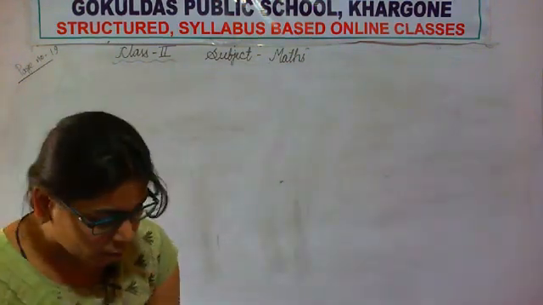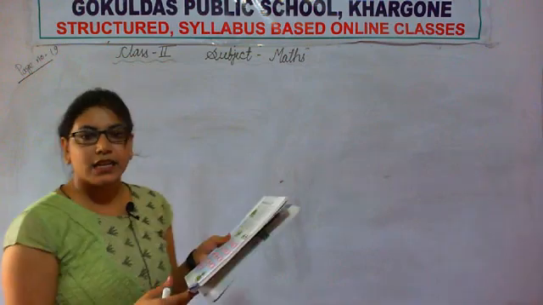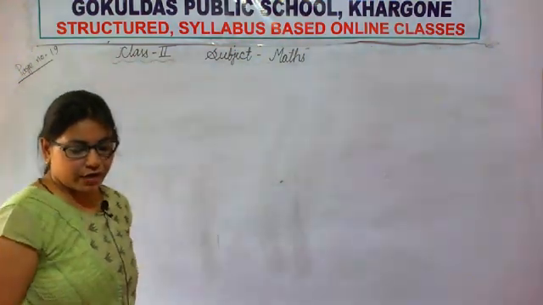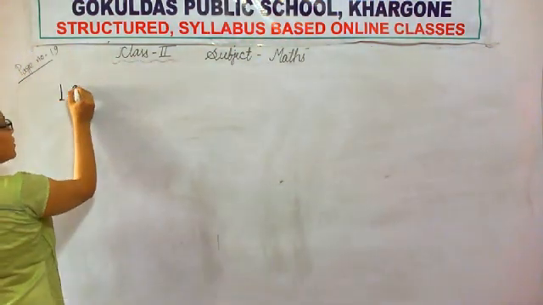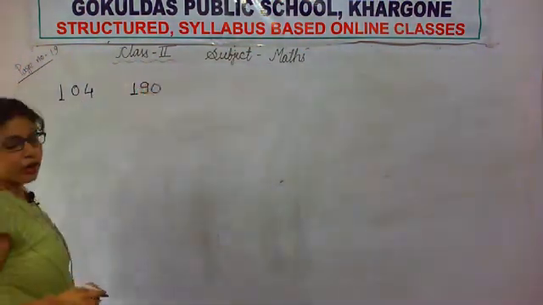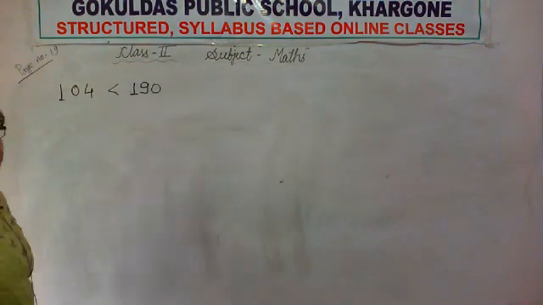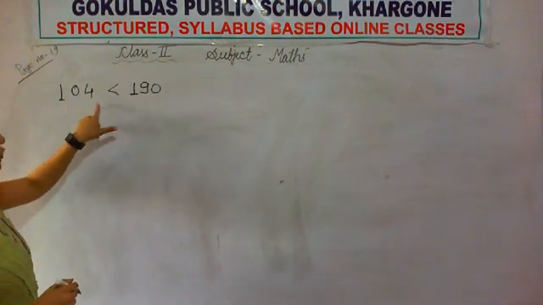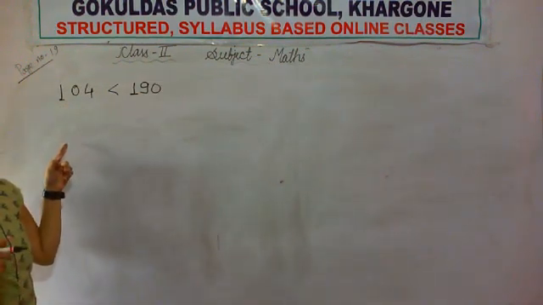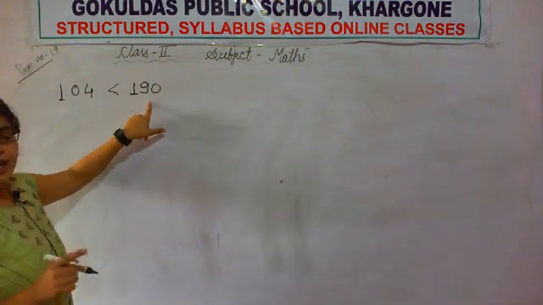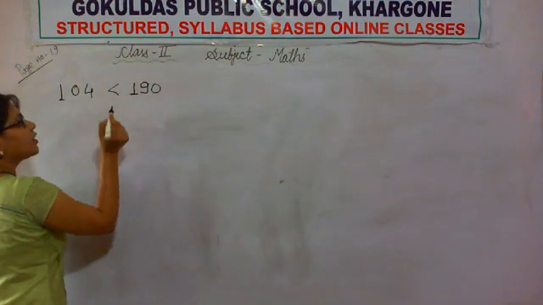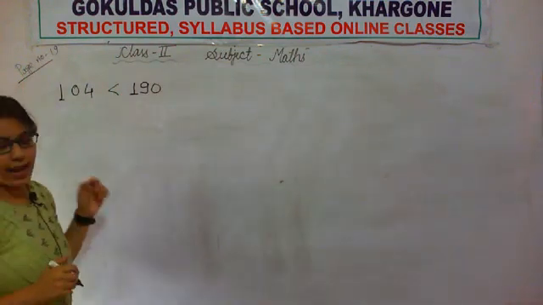So let us see some questions on page number 19 based on greater than, less than or equal to. The very first they have given is 104 and 190, and they have put this sign. Why this sign? Both the numbers have 1 at hundreds place. Now we'll check for tens, 0 and 9. 9 is greater than 0. It means 190 is the bigger number. So we will put the open mouth sign towards 190.